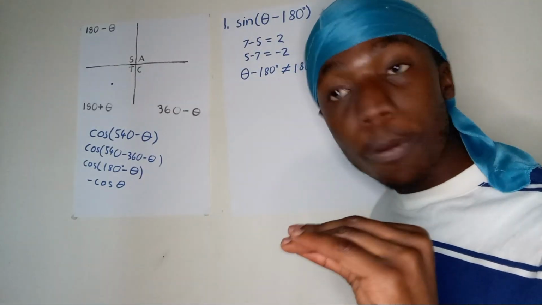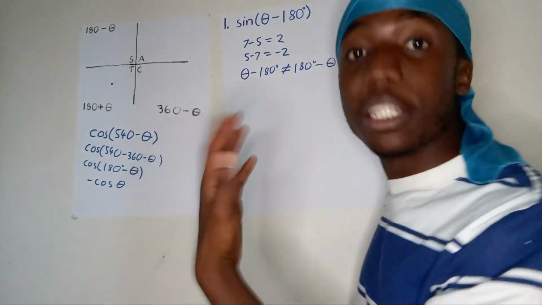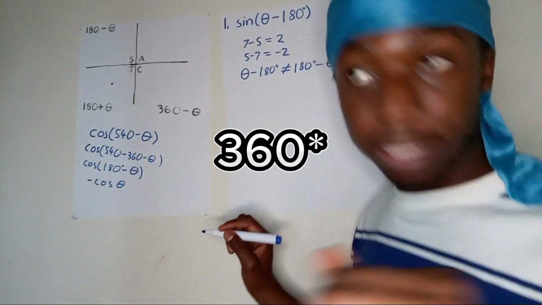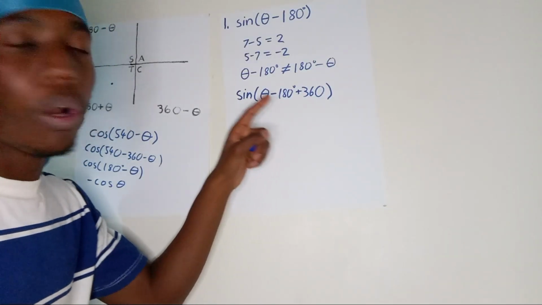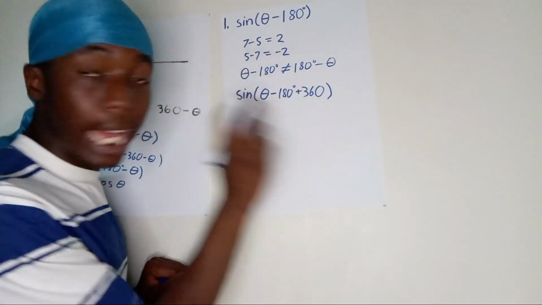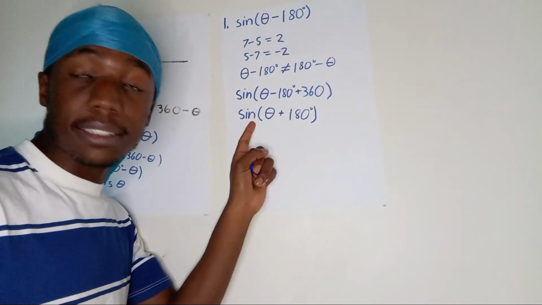Okay, I'm yapping now, but let's see what happens when I add 360, an answer that will work in our favor. Let's go. When you add 360, that right there is going to be sine(theta plus 180), right?